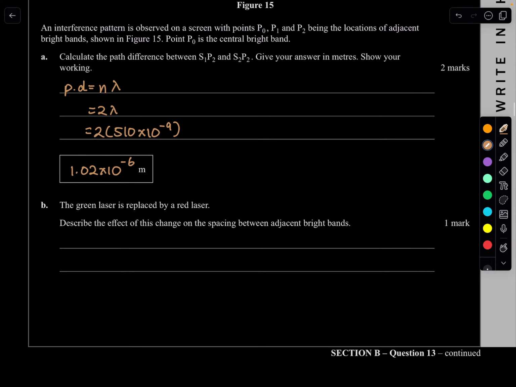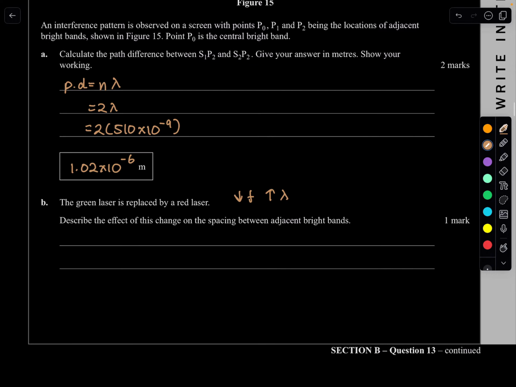Yep. The green laser is replaced by a red laser. So if you're replacing a green laser with a red laser, you've decreased the frequency, and hence you have increased your wavelength. If you decrease your frequency, remember the opposite happens to the wavelength. So the green is replaced by the red laser.